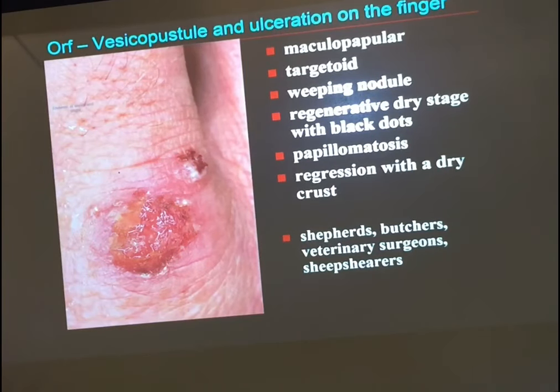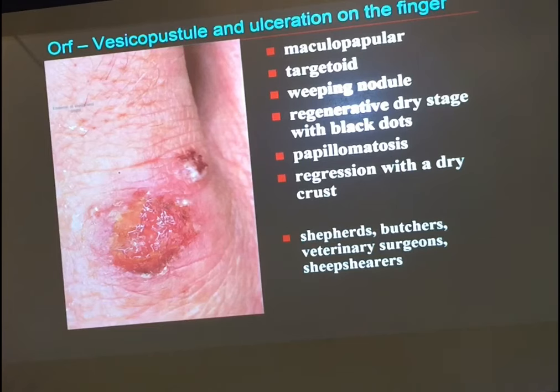So orf, also called a parapox virus, has different stages that I think you guys probably need to know. I remember it being on my MTM test. So these are the various stages: maculopapular. Notice how I use that term. So I think it's mostly like a flat macule or a papule at the beginning stage for orf. Then it becomes targetoid with a central dusky center to weeping nodule. And notice who gets this: shepherds, butchers, veterinary surgeons, sheep shearers.